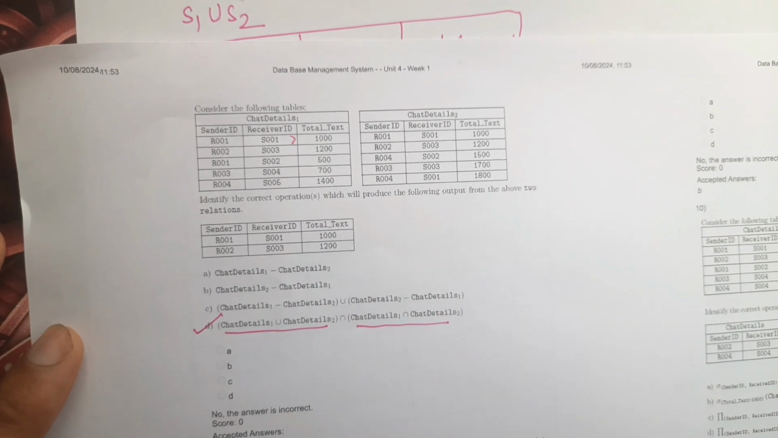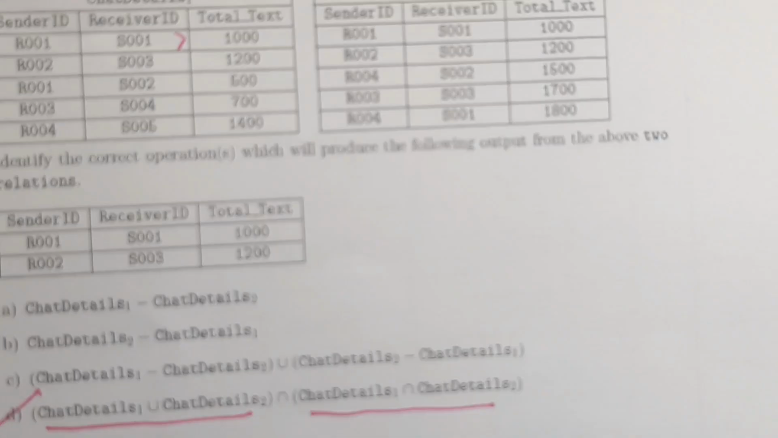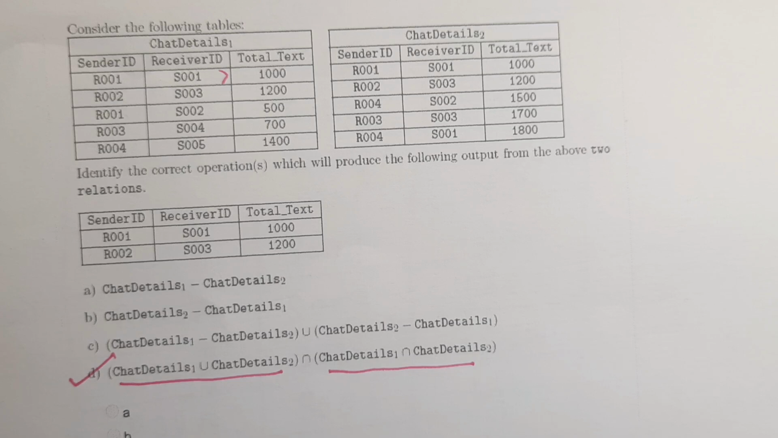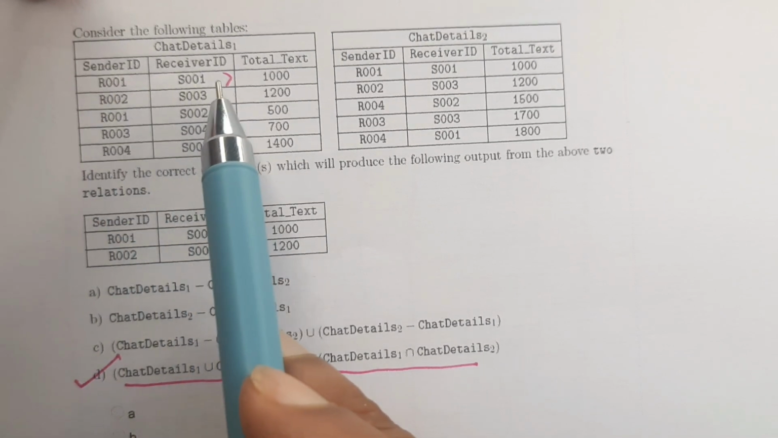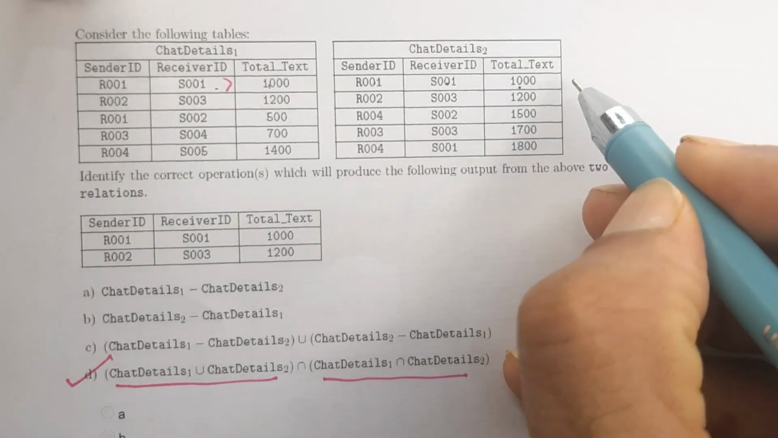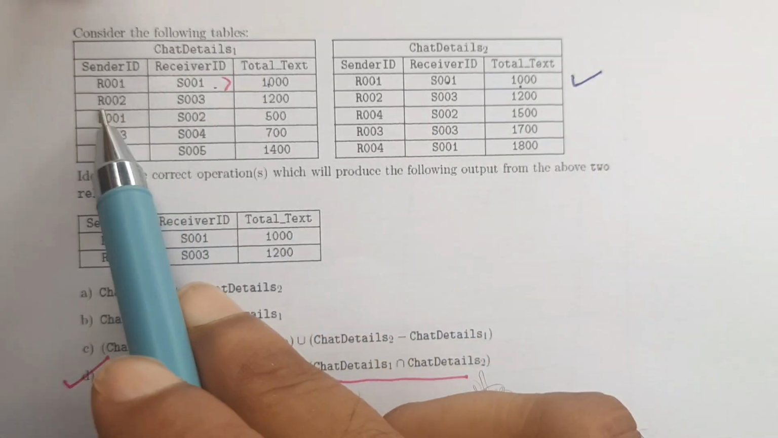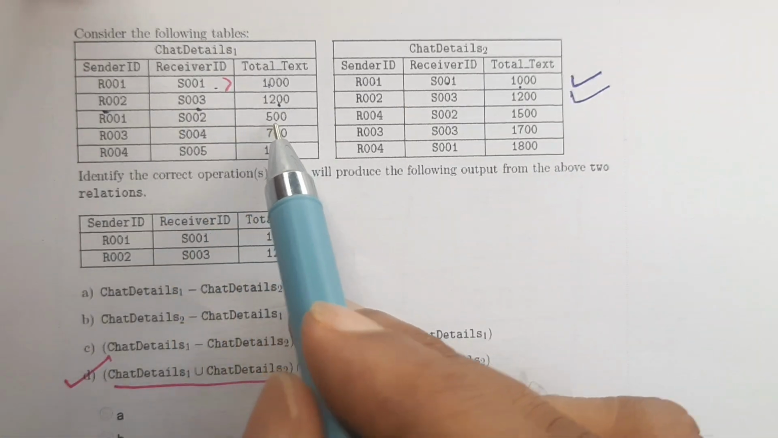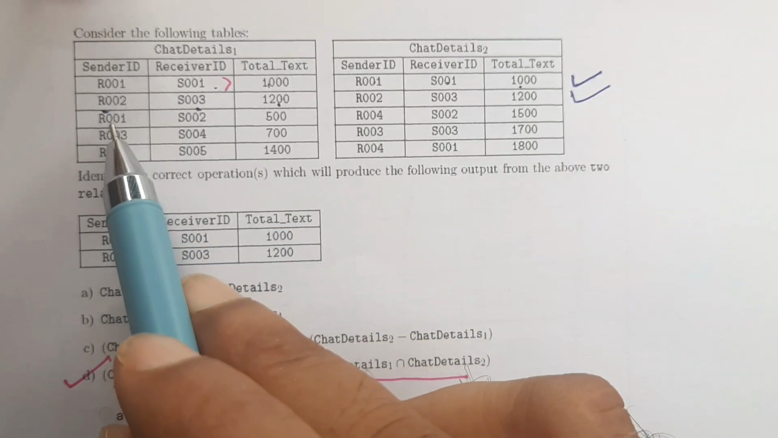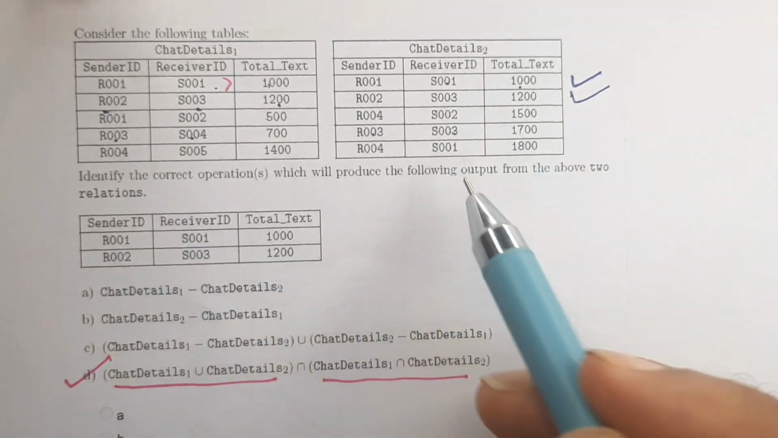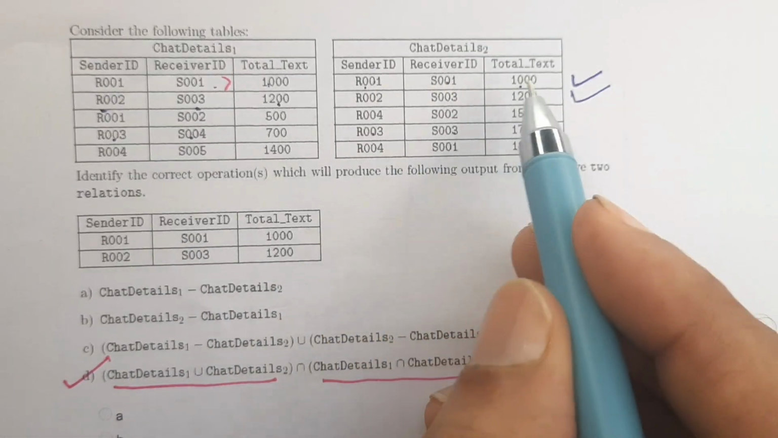Now we are going to find the value of S1 intersection S2. When we find S1 intersection S2, what are the common values between these two? R1 S1 1000, R1 S1 1000. This relation will come. R2 S3 1200, R2 S3 1200. This will come. R1 S2 500 will not come. R3 S4, R3 S3 will not come. So there are only two relations, R1 S1 1000 and R2 S3 1200.